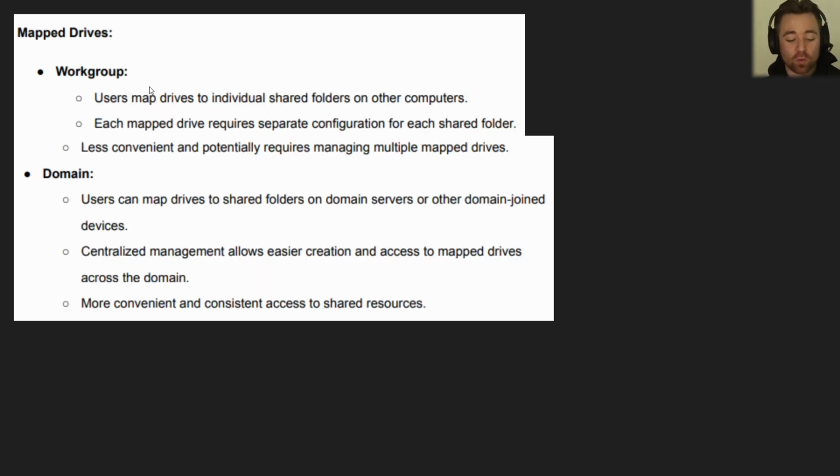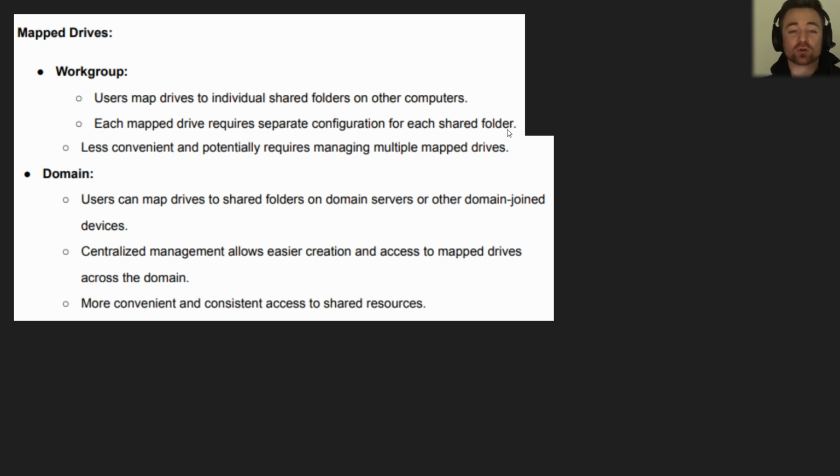Mapped drives. In a work group, you have to individually map your network drives on each computer. On a domain, users can map drives to shared folders on the domain server or other domain joined devices. So it comes down really to the idea of that centralized management. In a domain, the centralized management allows easier creation and access to mapped drives across the domain, whereas in a work group, each mapped drive requires separate configuration on each shared folder. So you've got to set it up individually again.